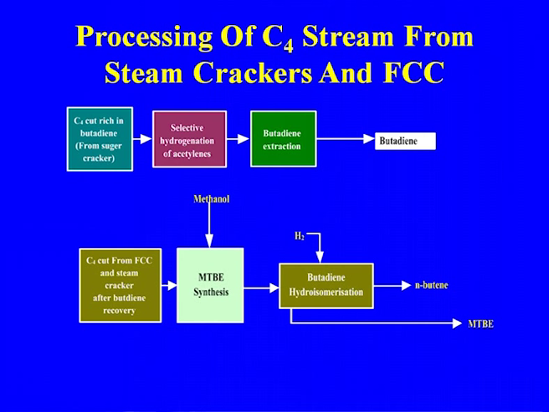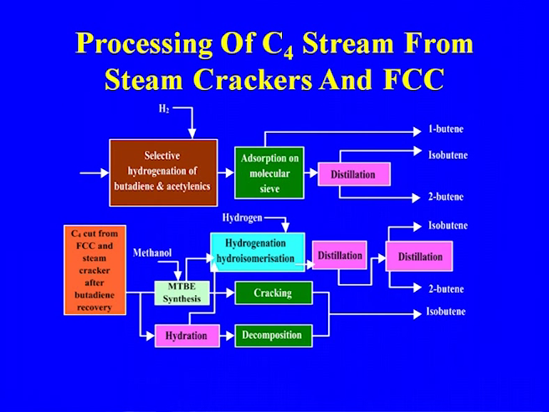Then the C4 cut of the FCC and steam cracker will go to the MTBE synthesis, and butadiene hydroisomerization, which may be present, and butene will be obtained, and then the MTBE-rich stream will be obtained. Similarly, this is the other stream I was telling you about: it may be cracking, or the decomposition after the MTBE synthesis or the hydration, and then you can get the isobutene of polymer grade. These are the other streams that you get, separation of the 2-butene.